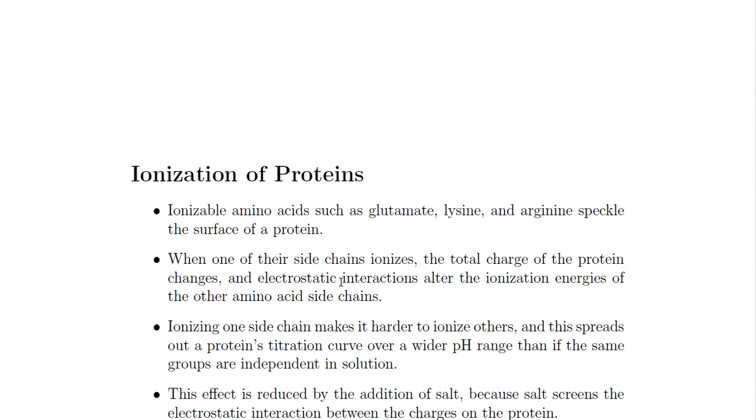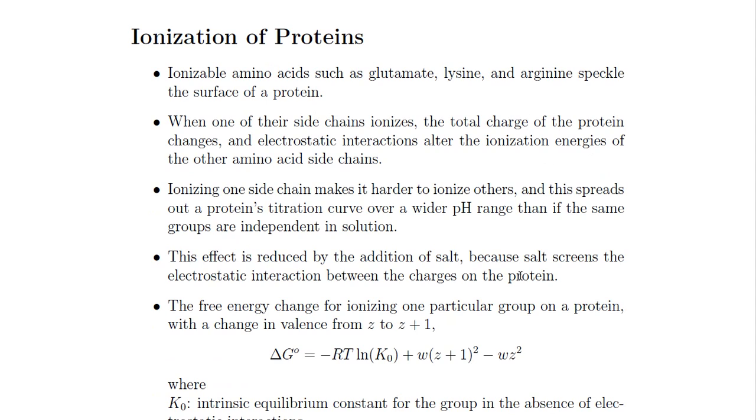So the total charge of the protein chain and electrostatic interaction changes the ionization energy of the other amino acid side chains. If these are plus or minus, it will change this ionization energy. So ionizing one side chain makes it harder to ionize others, and this spreads out a protein titration curve over a wider pH range than if the same groups are ionized in solution. So this one is from our chemistry.